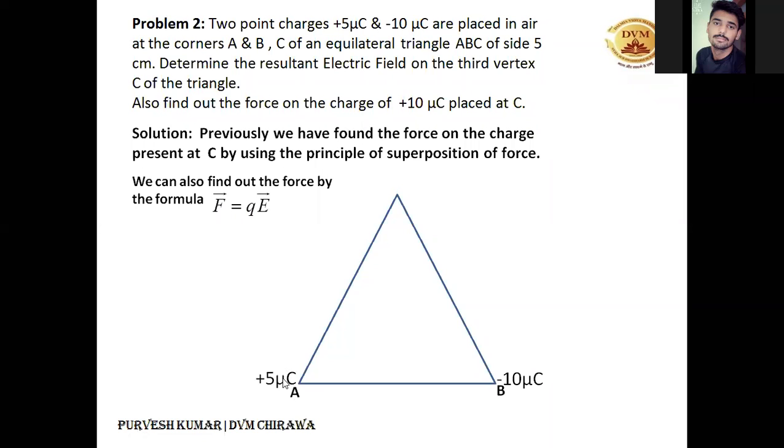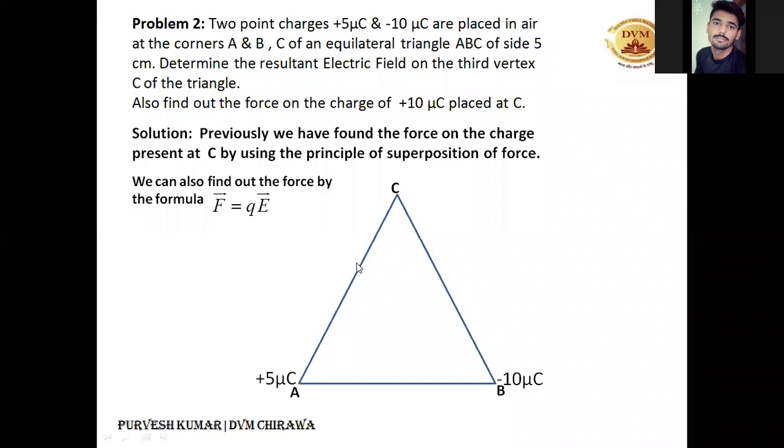One is plus 5 microcoulomb, another one is minus 10 microcoulomb. We need to find the electric field at point C. So let's find out the electric field. The electric field at point C due to the charge placed at A will be away from C, because it's a positive charge, and from the positive charge the electric field is always directed away from the positive charge.